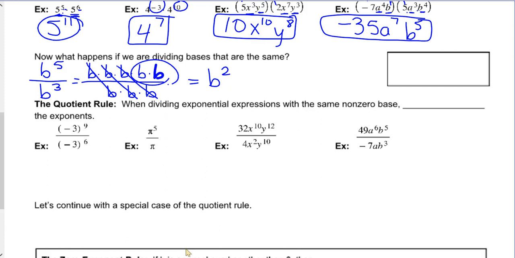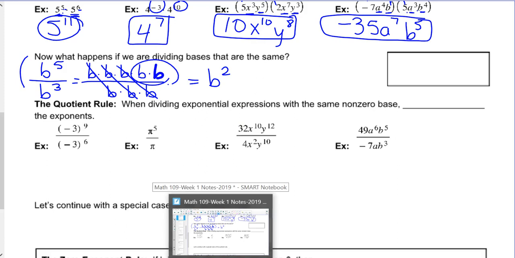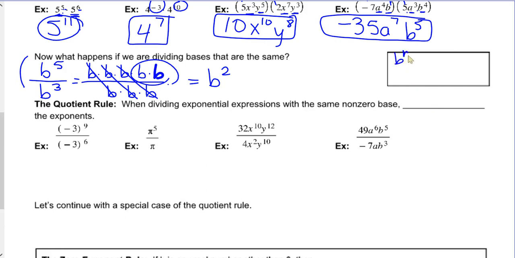So the question would be, what do I do to this 5 and 3 over here to get the 2 in the final exponent? Well, I'm hoping you tell me you subtract 5 minus 3 to get 2. And that's exactly what our law of exponent is going to tell us. When you have bases that are the same that you are dividing, we end up subtracting those exponents to get the new answer. That's referred to as the quotient rule. When dividing exponential expressions with the same non-zero base, we are going to subtract the exponents to get the leftover, basically.